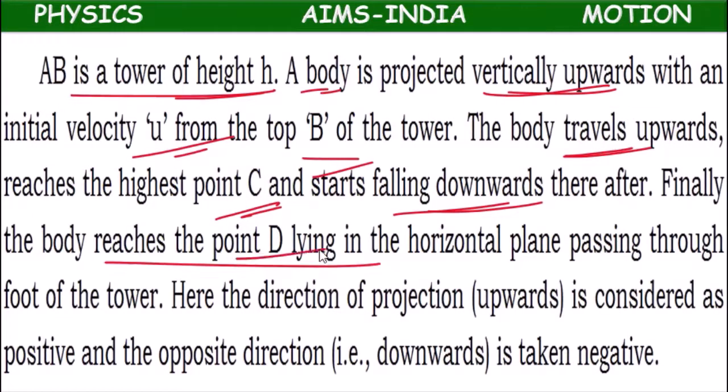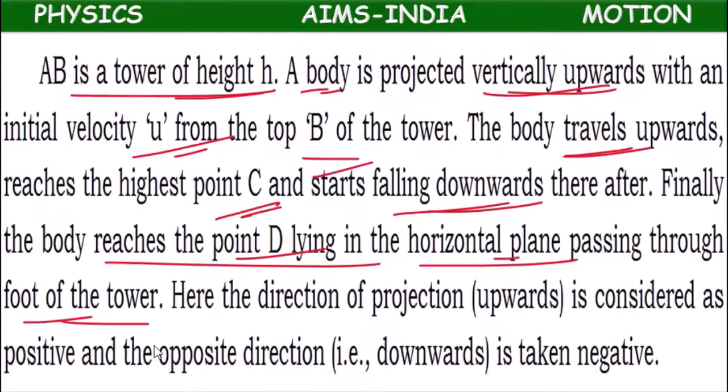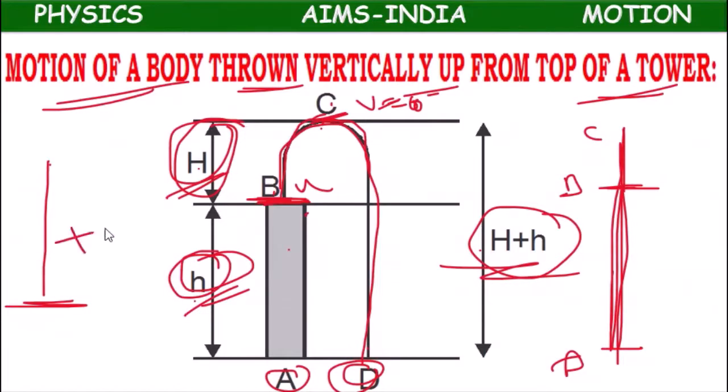Finally, the body reaches point D in the horizontal plane, which is the foot of the tower. D is nothing but the foot of the tower. So the direction of projection is upwards, which is positive. The opposite direction is taken as negative. Upward values are taken positive. Downward values are taken negative.